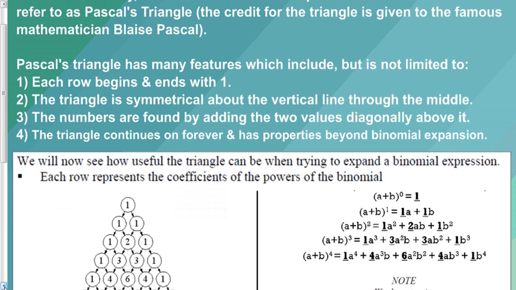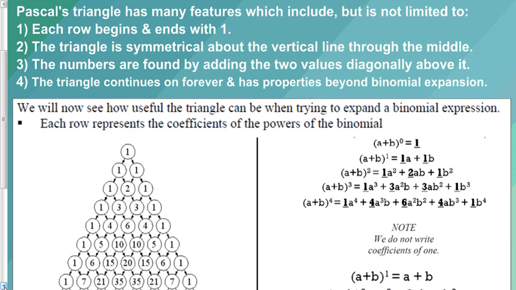So if we take a look at how Pascal's triangle works, each row begins and ends with a 1. And so you can see the triangle down here. The triangle is symmetrical around a vertical line in the middle. And what that means is if I were to draw a vertical line around the middle, there's a 1 and 3 to the left, and then 3 and 1. So it's symmetrical around the middle vertically.